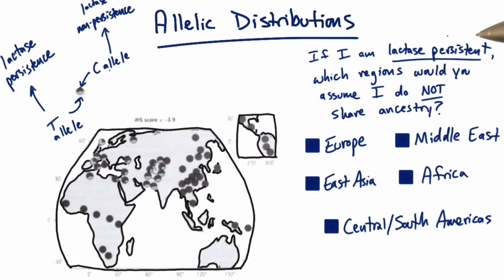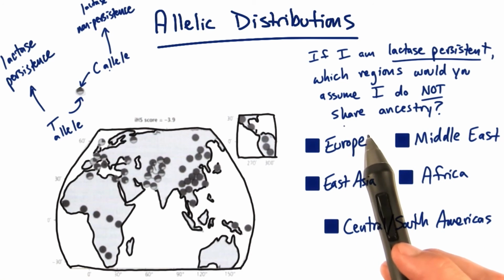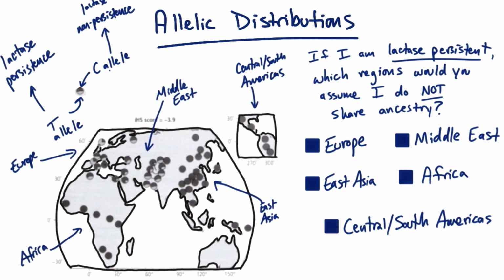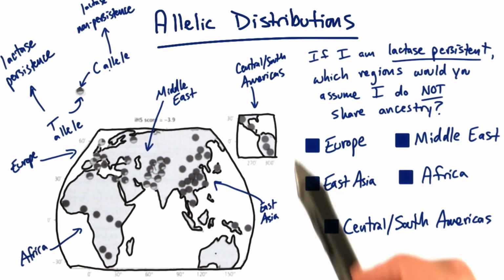So if I tell you that I am lactase persistent, which regions of the world would you assume that I do not share ancestry? Now, there are multiple answers to this question, so make sure you check any and all that apply. And if you're absolutely terrible with geography, I've actually labeled the different regions or answers here in the map for you.